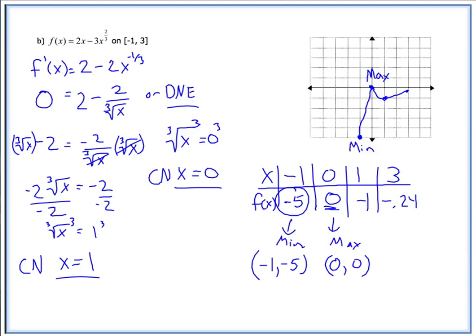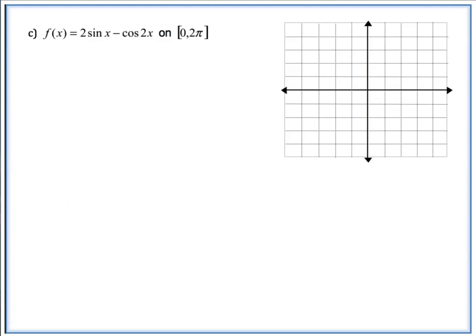Alright, let's move on to our final example. And this same idea still applies to all trig functions. And we're going to be on the interval 0 to 2 pi. So first thing we have to do is find our derivative.